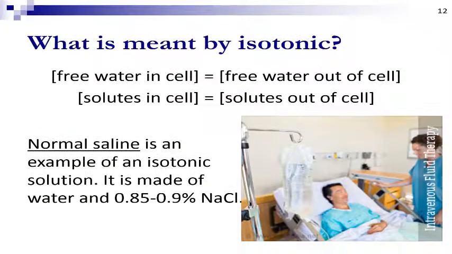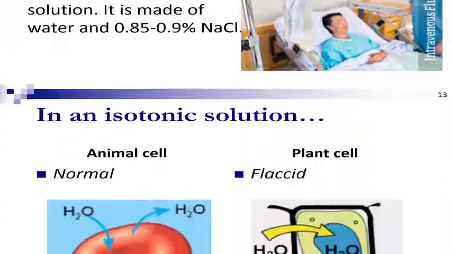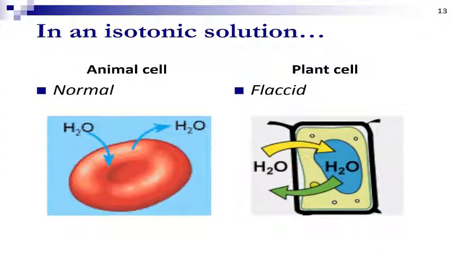If solution 1 has the same solute concentration as solution 2, this means that solution 1 is isotonic. If an animal cell is submerged in an isotonic solution, the net movement of water in and out of the cell is zero, and the cell will be normal. But if that cell was a plant cell, it will be flaccid.